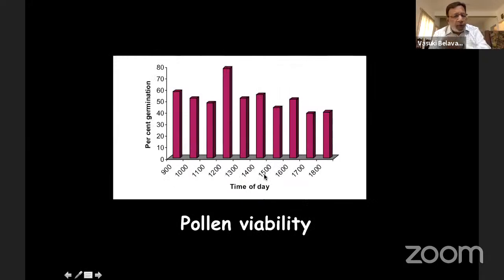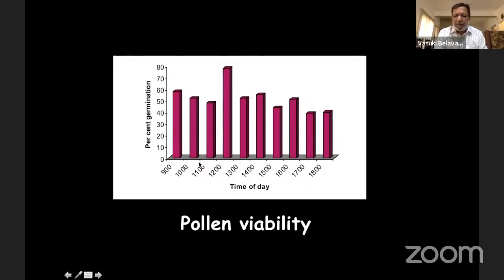Then if you look at the pollen viability, the earlier literature said that the pollen is viable only for 2 hours, but we found that the pollen is viable throughout the day, but the peak viability is around 12 noon. So this is one information that we got.